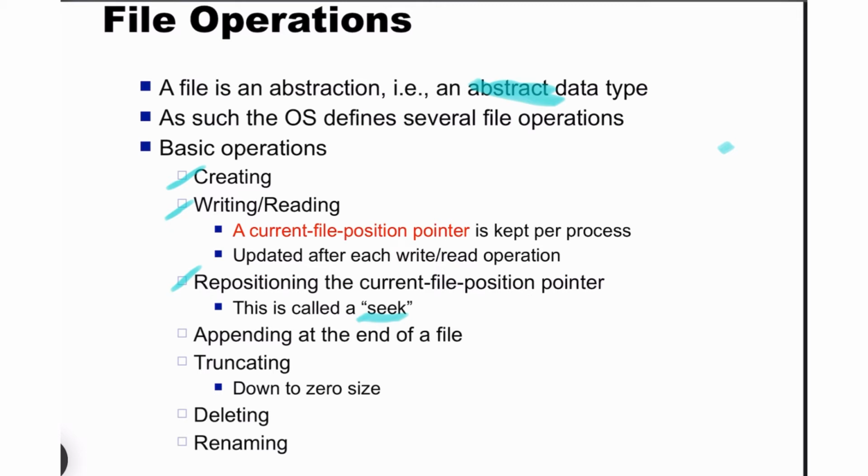Appending at the end of the file, which is when we add to a certain file, truncating down to 0 size, deleting, and renaming. So that is the operation. So we have CRWATDR.